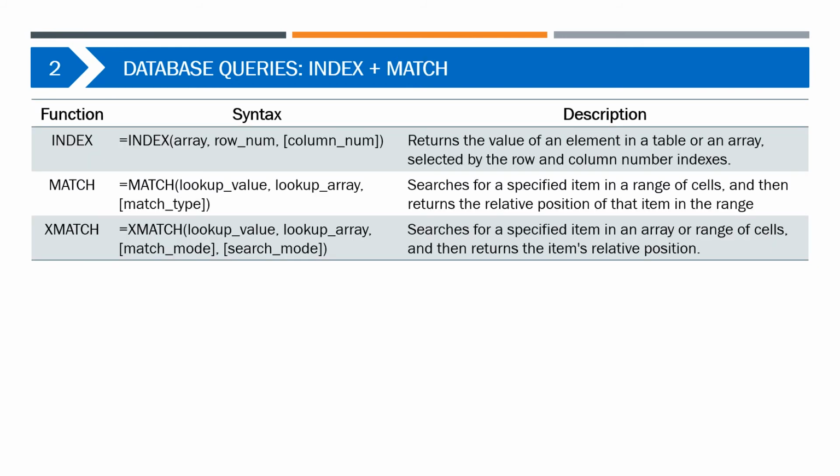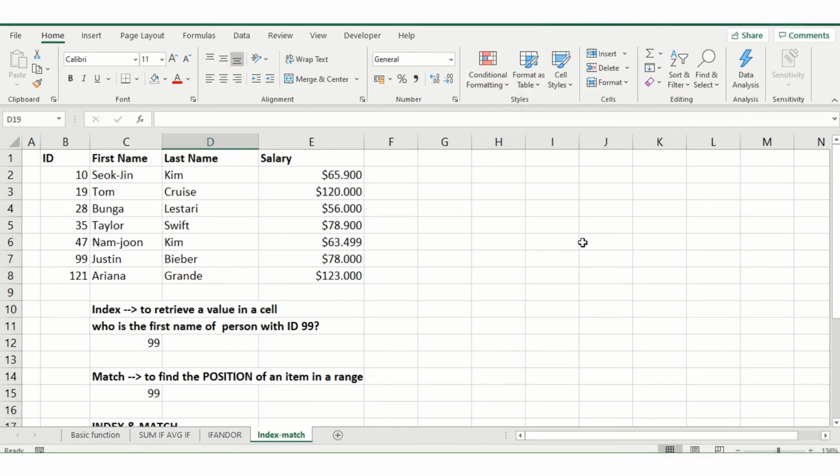The next variation of lookup functions are INDEX, MATCH, and INDEX and MATCH. We are going to learn about these functions in more detail in the next slide. We are going to use INDEX and MATCH to retrieve or to find certain values or certain items. For instance, here I have several people's data with ID, first name, last name, and salary.